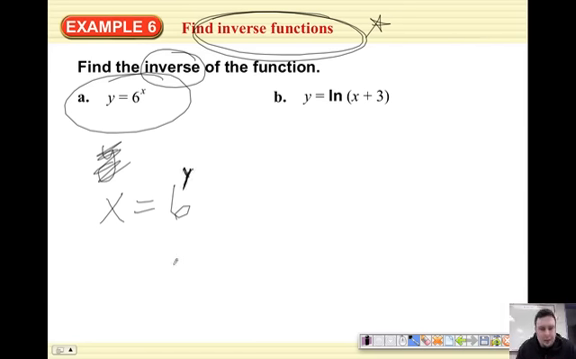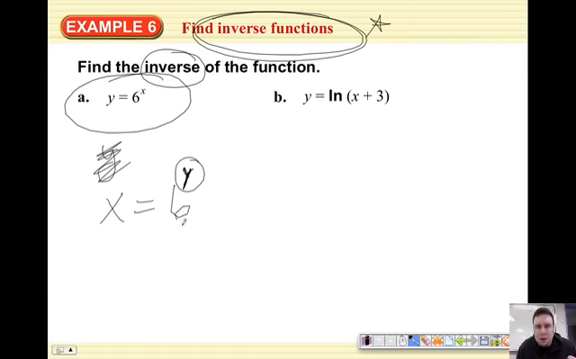Question is now, how do you get y by itself? Look at that. This is what people don't understand. How do you get y by itself? Y is an exponent. Now, you can't divide by 6. That doesn't work. Y is an exponent. So therefore, how do you get rid of 6? You do the opposite of 6. What's the opposite of base 6?